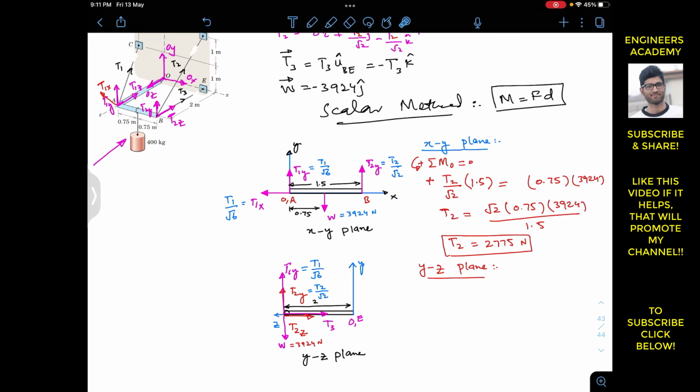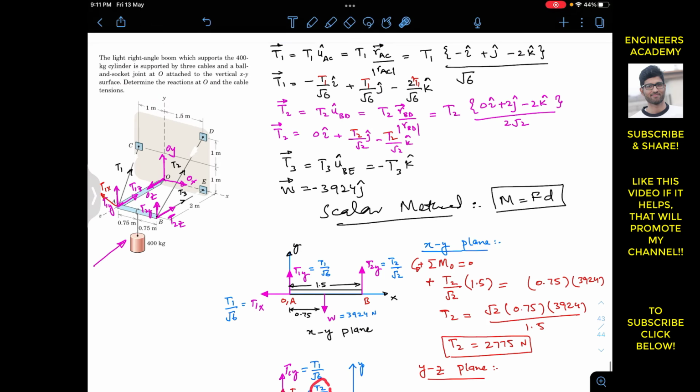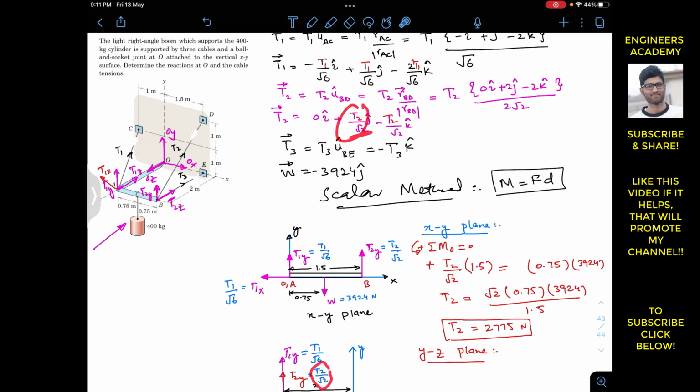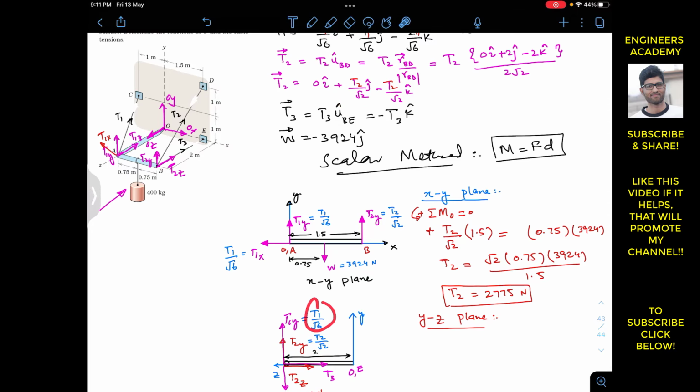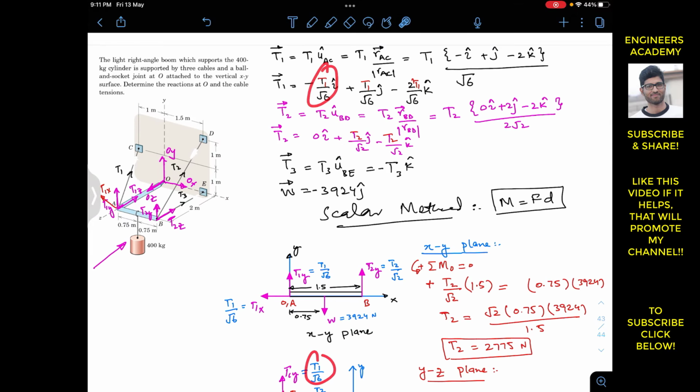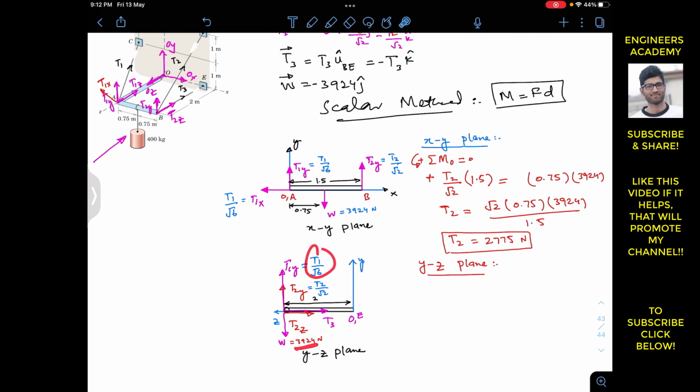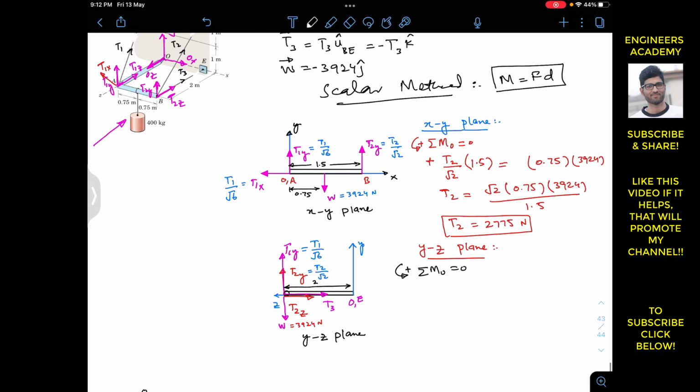So again, T2y is T2 divided by square root 2. Similarly, this is T2 divided by square root 2. This is the y component, this is the j component. Similarly, T1y is T1 divided by square root 6, and similarly the weight is 3924. So now again, if we apply the summation of moment about point O equals 0 while considering the yz plane, we will assume that the counterclockwise moment is positive. Now as we can see that this T3 and this T2z are passing through that point O, so they are not going to produce the moment about that point O. So these two components and this weight are producing the moment about that point O.